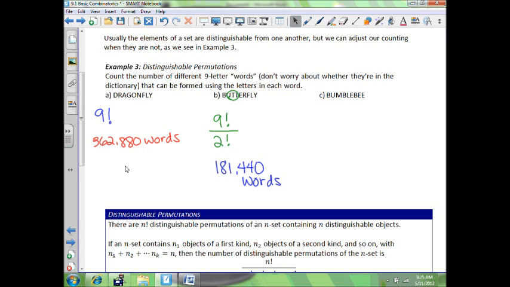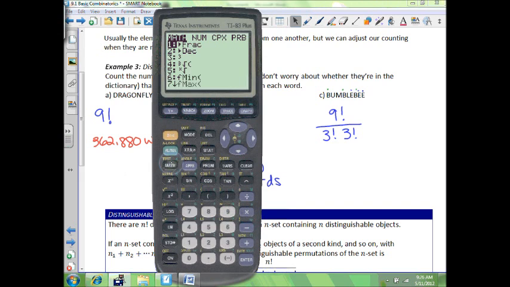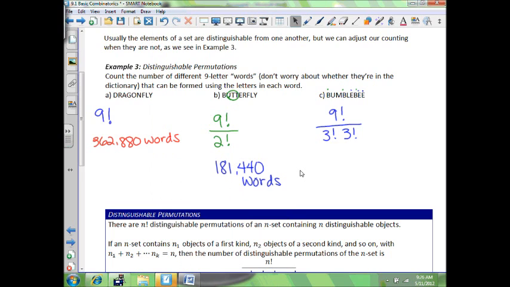Now, if you look at the word bumblebee, you should see that I have a B here, a B here, and a B here. I also have 3 different E's. So we'll take 9 factorial divided by 3 factorial and 3 factorial. The B repeats 3 times, and the E also repeats 3 times. So we'll take 9 factorial divided by parentheses 3 factorial times 3 factorial, which gives 10,080 words. And there you have it. Those are different 9-letter words you can make just by rearranging the letters.